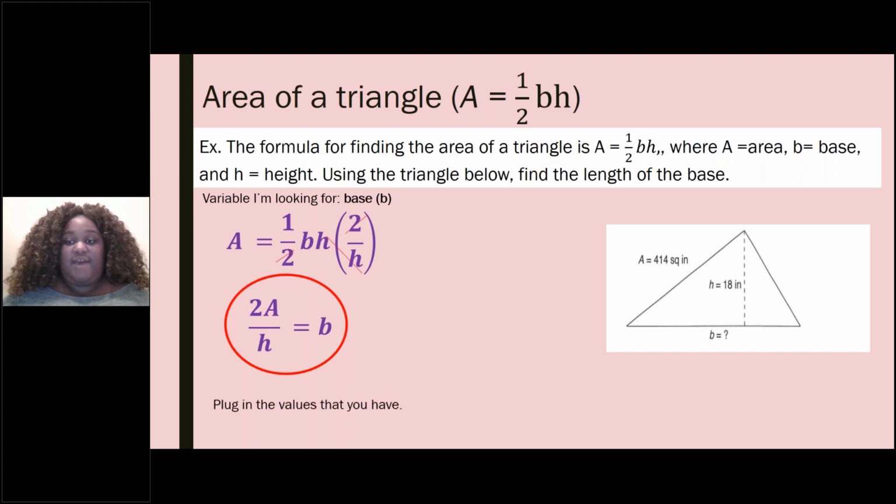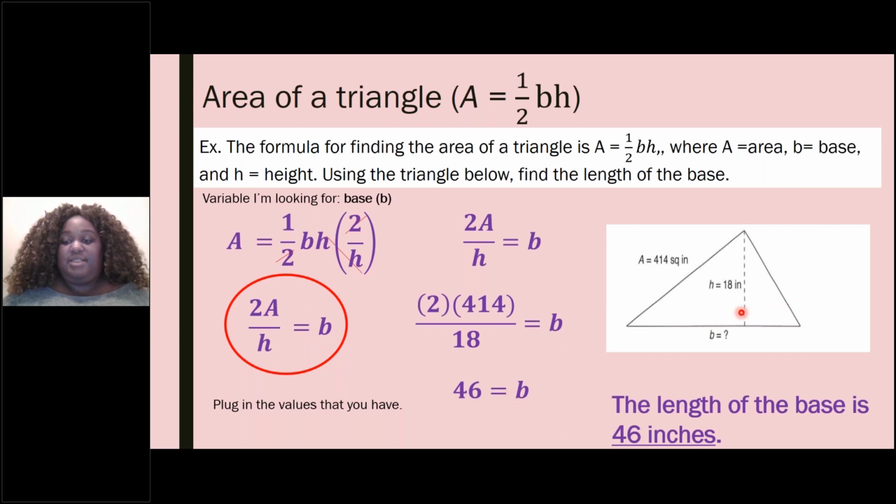I'm going to plug in the values that I have. So using this image here, of course, I just wrote it over. And then I have 2 times our area, which is 414, divided by my height, which is 18. That'll give me my base, which is 46. So the length of the base is 46 inches. So I'll give you a minute to look at that.